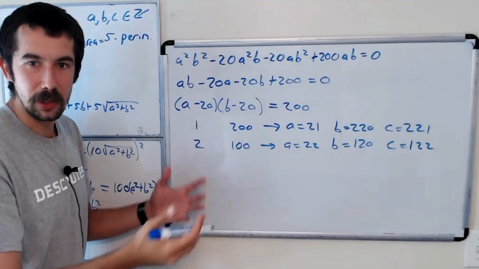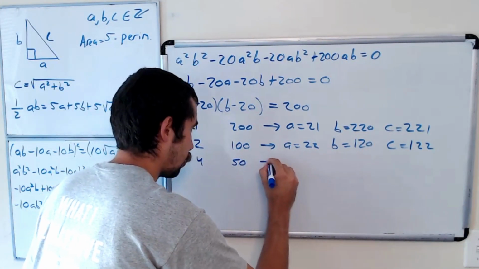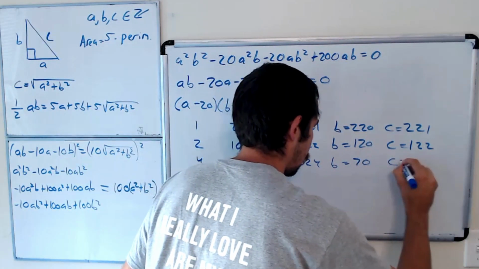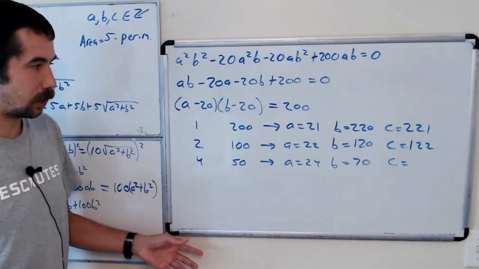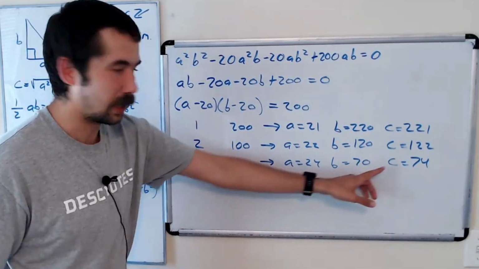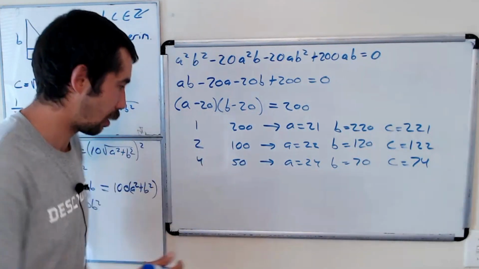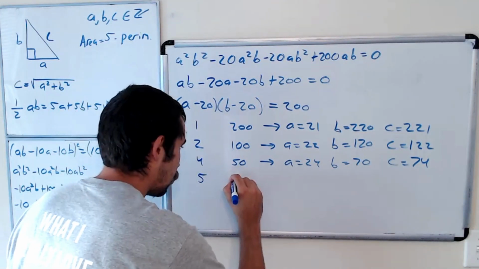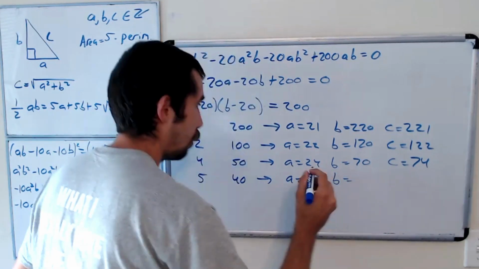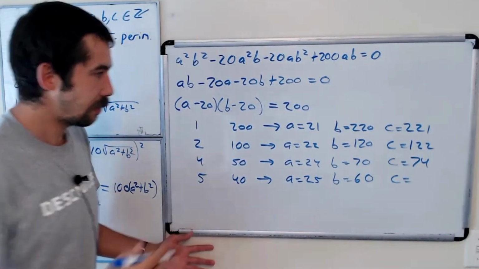Okay, and you can see we're going to do this for each of the factors. So we could have 4 times 50, and that gives us A equals 24, B equals 70, and C is equal to 74. Right? How am I getting C? Well, I did the algebra off camera, but it's just the square root of A squared plus B squared. Okay, we could have 5 times 40, which gives A equals 25, B equals 60, and C is equal to 65.